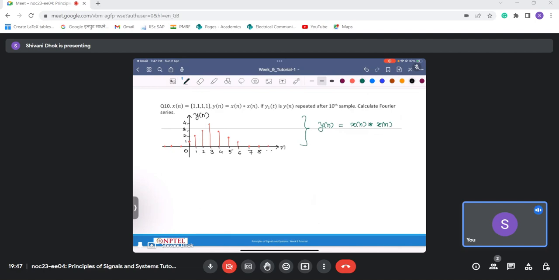Now what we have is step 2, and that is finding y1 of n. Okay, so now what we need to do is find the value of y1 of n. Now observe that y1 of n is basically a repeated version of y of n after every 10th sample. Okay, so let us try to sketch it.